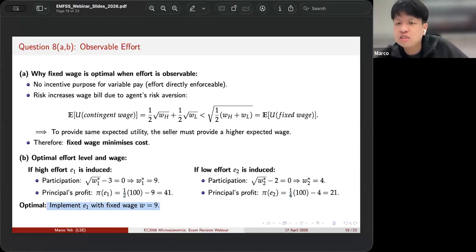Okay. Can you please explain the expected utility contingent weight equation again, please?